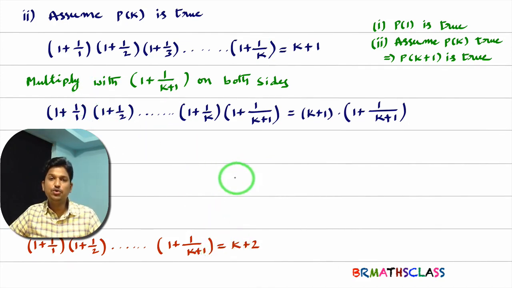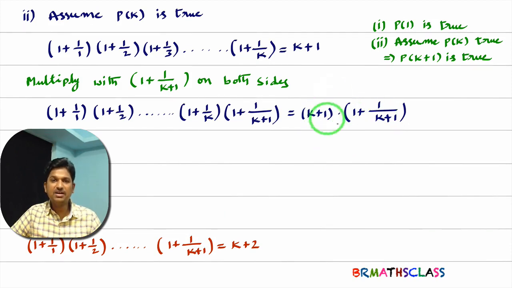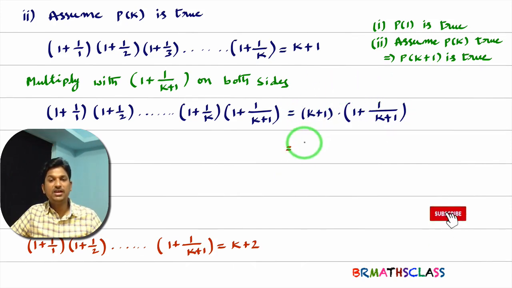We are trying to prove P of k plus 1 is true. After multiplying with this term, whatever you get here, that is LHS of P of k plus 1. If you want, you can check. This is nothing but LHS of P of k plus 1. Okay. Now, what I am trying, you just simplify this right hand side part and try to get this RHS of P of k plus 1. Just start simplifying this. What you will get? You will get like this.